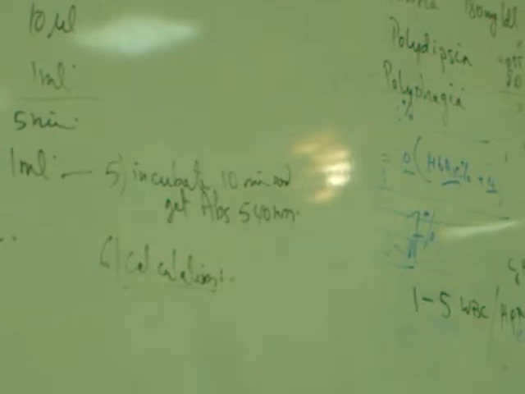Calculation. How do you calculate the urea? Absorption of sample divided by absorption of standard times concentration of standard. This will give you urea in milligram per deciliter. Okay? Milligram per deciliter.